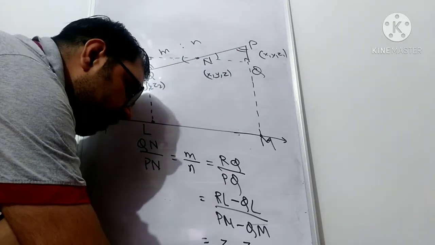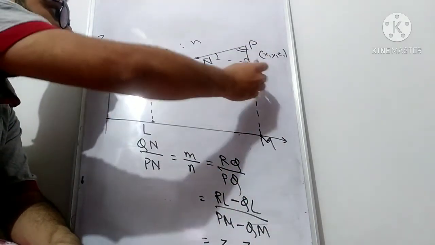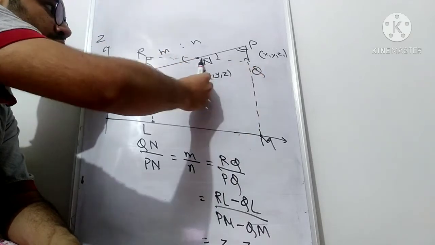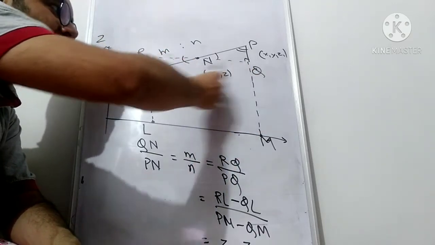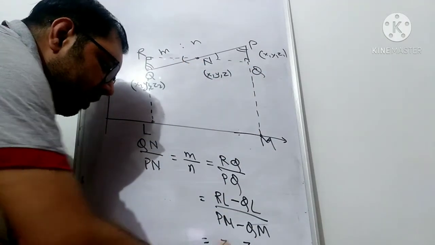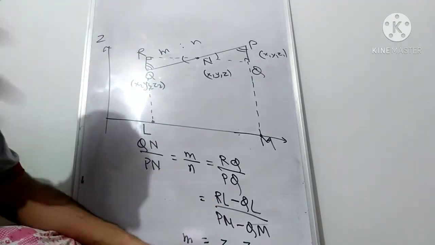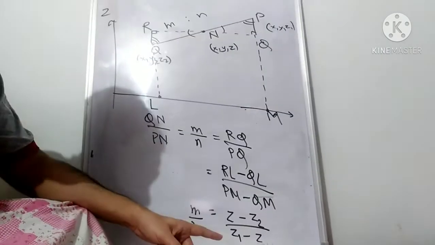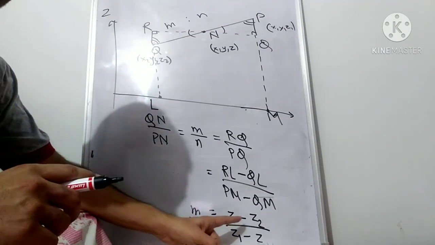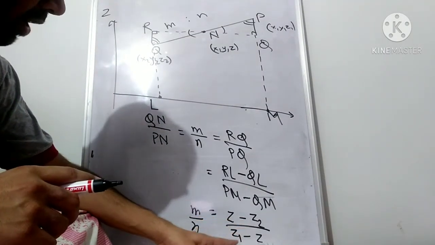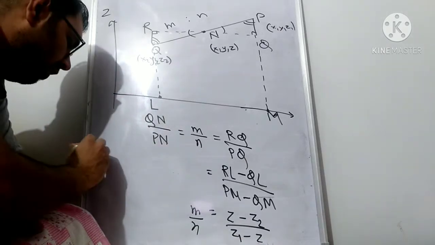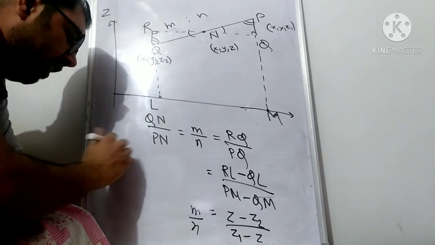So that is z1 minus the z coordinate of Q. Now the z coordinate of Q will be the same as the z coordinate of N because they are at the same level. So z1 minus z. So we get the relation m by n is equal to (z minus z2) divided by (z1 minus z). If we cross multiply here, we can write z.